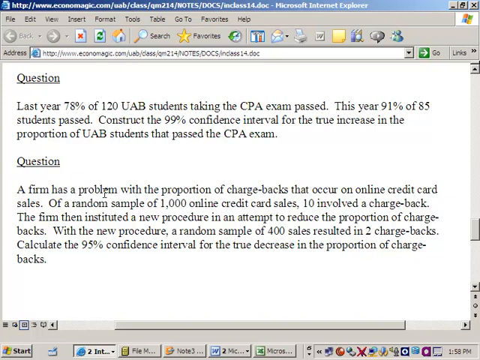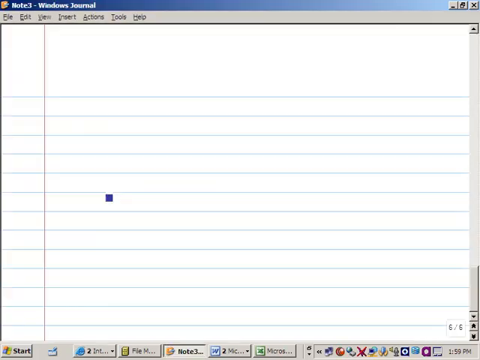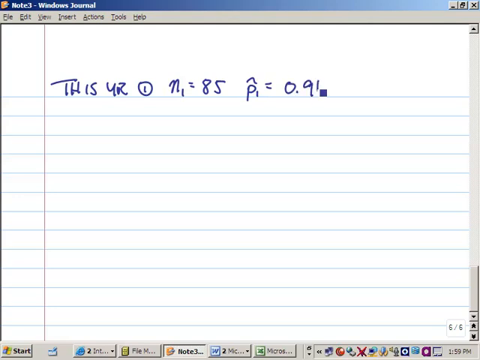Alright, like the previous example with averages, this asks for an increase, and so we're going to have to do this year is group sample number 1 and last year group number 2. That's the only way we can work an increase. Alright, let's write down our information. So this year we have 91% of 85 students. N1 is 85, sample proportion 0.91, 91%.